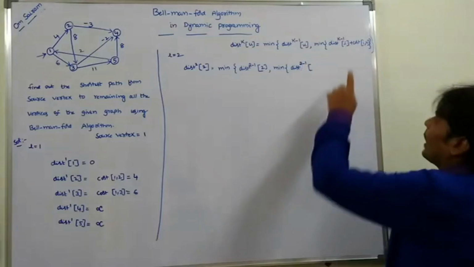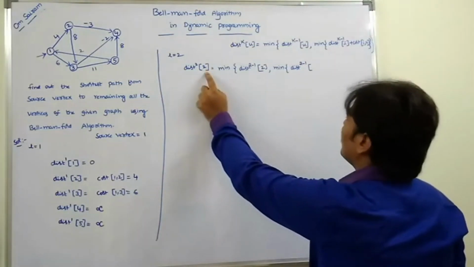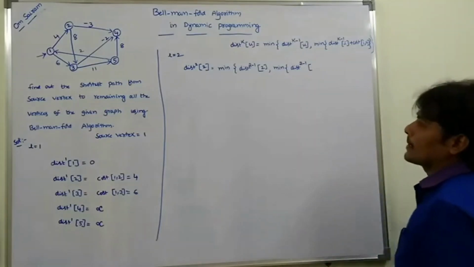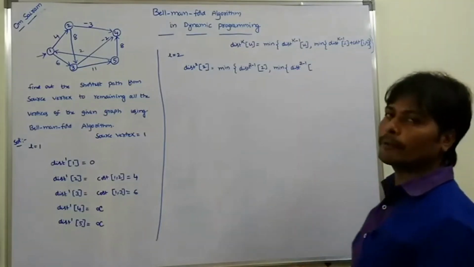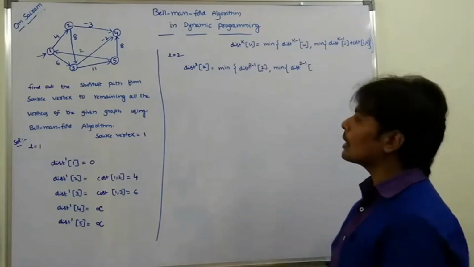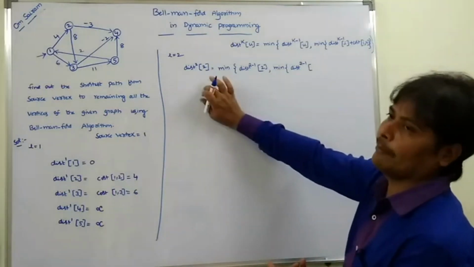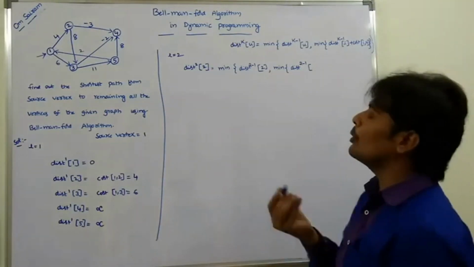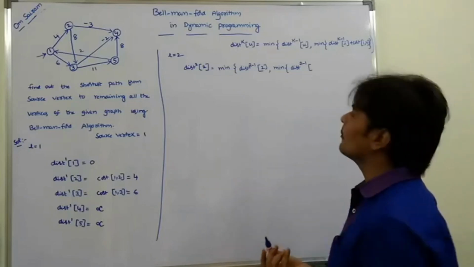Next, here I is nothing but we have to consider vertex 2. What are the remaining vertices? 1, 3, 4, 5. So 1 is the source vertex. We do not consider vertex 1. What are the remaining vertices? So 3, 4, 5. Okay. Now I value can be taken first time 3, second time 4, third time 5.